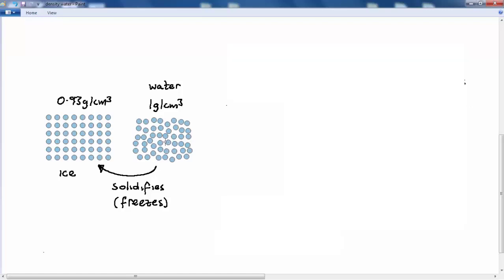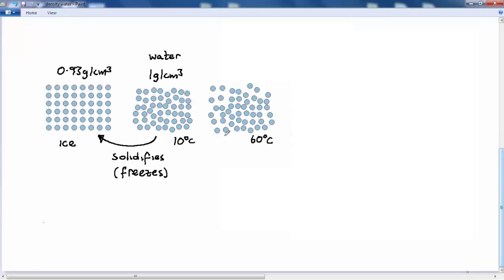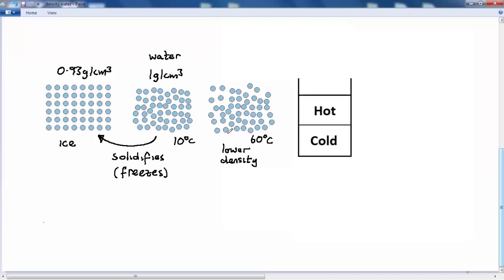So the next thing we're going to say is this: if we've got water here in the liquid state, and supposing that its temperature at the moment is, say, 10 degrees Celsius, and I let that water warm up to, say, 60 degrees Celsius, well, the water will expand. It will expand very slightly, but it will expand, and as a result the density of the warmer water will be less than the density of the cold water. So hot water will actually float on top of cold water.